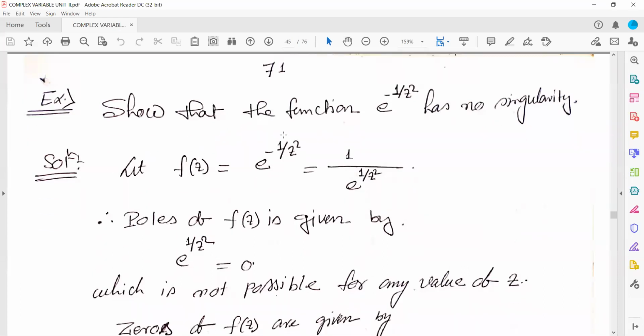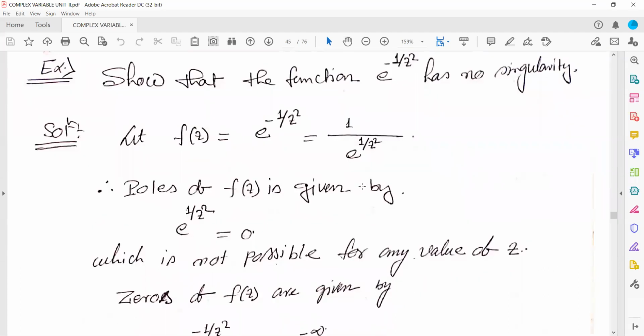Then you show that the function e to the power minus 1 upon z square has no singularity. You have to show that this e^(-1/z²) has no singularity. That means this function is analytic. So f(z) is e^(-1/z²). If you take the denominator, 1 upon e^(1/z²). How to find out the poles of f(z)? Poles are given by putting the denominator equal to 0, e^(1/z²) = 0, which is not possible for any value of z.